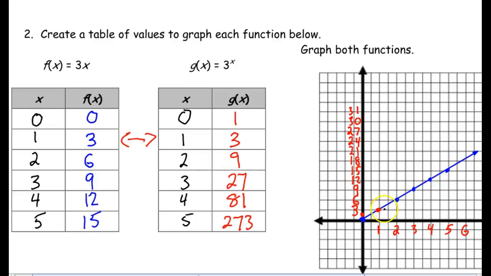And then after that, g of x starts getting bigger much faster. So 2, 9, 3, 27, and then 4, 81, which is really off the scale for us, so we're just going to graph it as it just keeps going up really fast. There we go. This is the g of x, and the blue was the f of x. Now, if you don't use the exact same scale, it doesn't mean it's wrong. This is just one way that I did it.